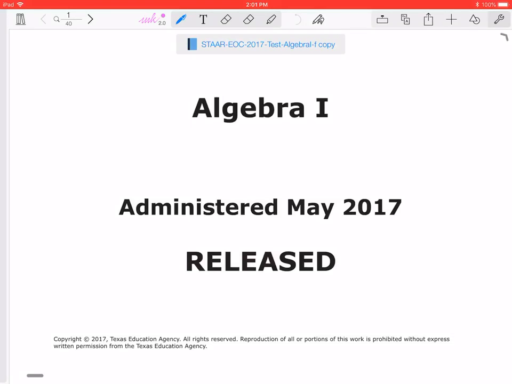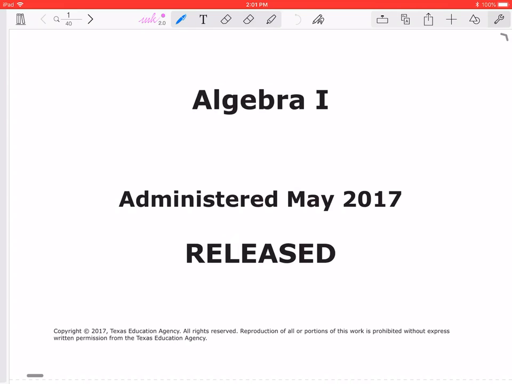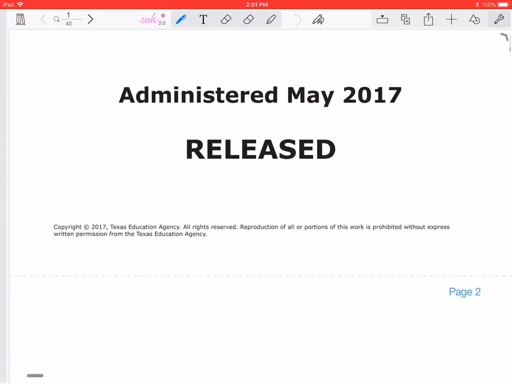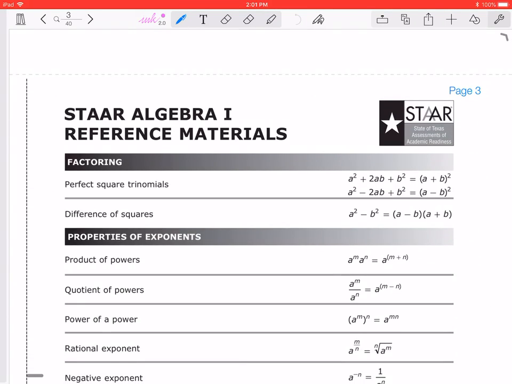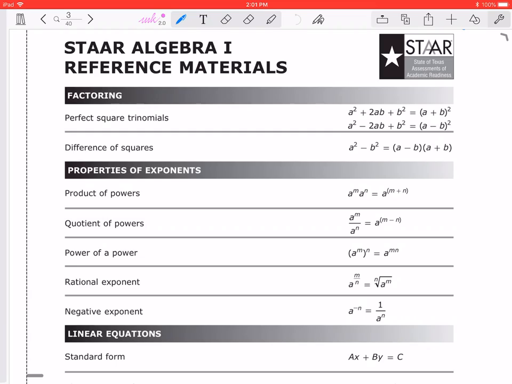Hello, on this series of mathematics, I'm going to talk about the questions from the Algebra 1 2017 release questions for the STAAR, the Math STAAR, Algebra 1 STAAR. First thing I want to do is talk about the reference materials that will be in the front of your Algebra STAAR book. And it's important that you understand how to use them.